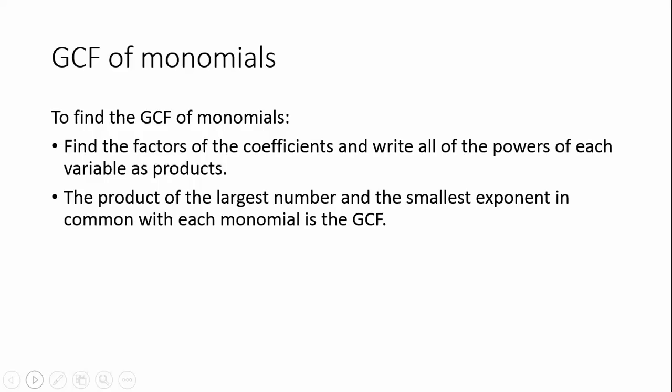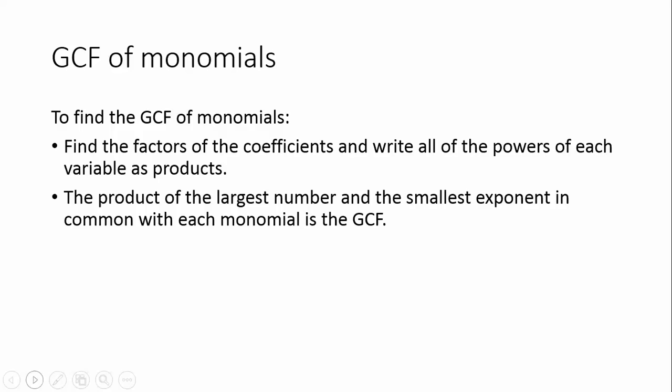The last thing we want to talk about quickly is the greatest common factor of monomials. To find the greatest common factor of monomials, remember what a monomial is. It's a product of a number and/or variables. So first you want to find the factors of the coefficients, just like we did, and then write all of the powers of each variable as products. So we're going to kind of string them all out.